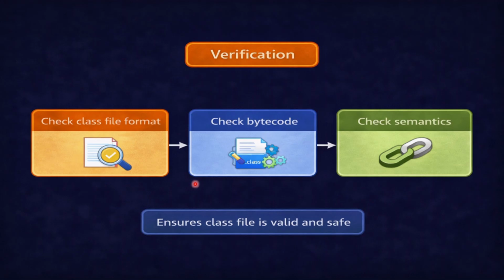Next, it checks the bytecode. What does it mean? The JVM checks the bytecode to make sure the program instructions are not broken or damaged. This helps to prevent crashes or errors when the program runs. Next, it checks semantics. What does it mean? The JVM also checks that the code makes sense and follows Java instructions. This means it verifies things like using variables correctly and calling methods the right way to make sure the program will work as expected. So it ensures the class file is valid and safe.